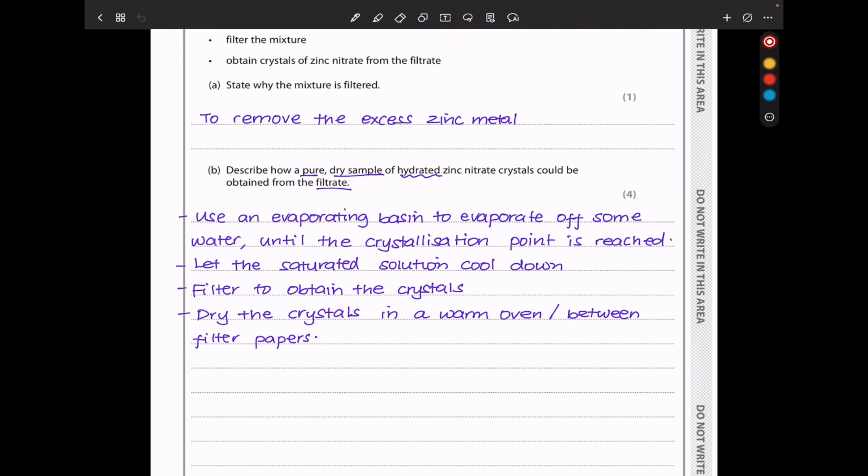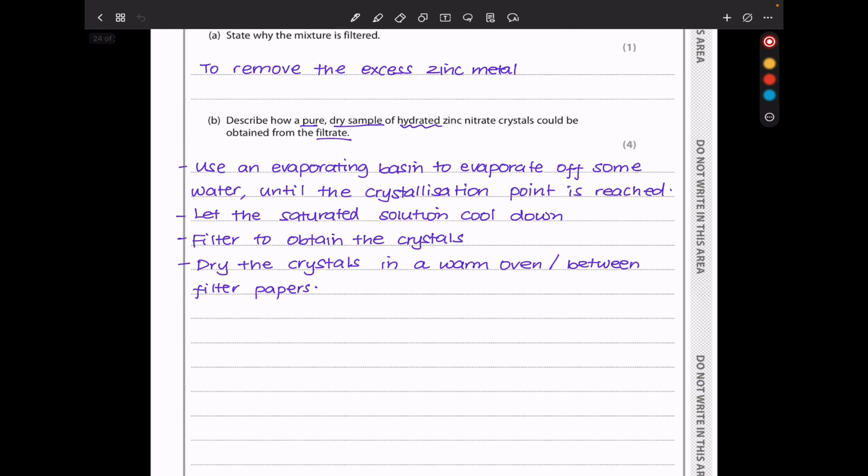And in part B, they say describe how a pure dry sample of hydrated zinc nitrate crystals could be obtained from the filtrate. So here we can use an evaporating basin, pour the sample of zinc nitrate, evaporate off some water, and then you will heat until crystallization point. The crystallization point is when you put a glass rod in and take it out and see some particles begin to form as the glass rod cools. So once that point is reached, you let the saturated solution cool down. Crystals are going to form, and then you filter to obtain the crystals. Then these crystals can be dried between filter papers or in a warm oven.